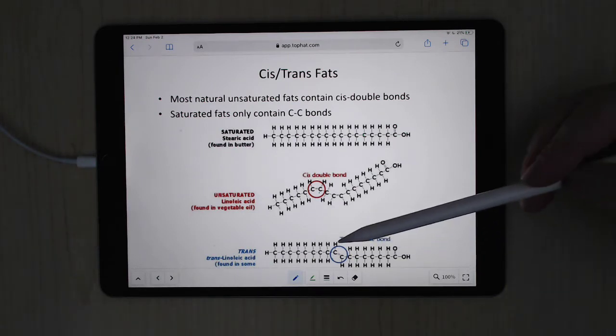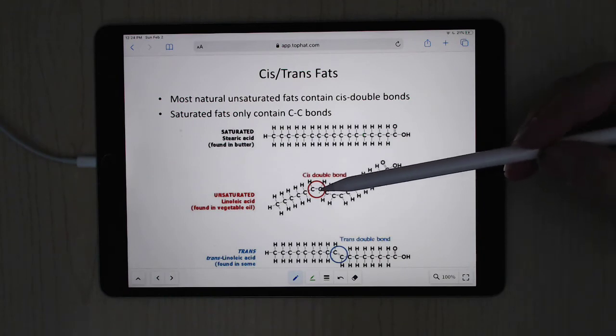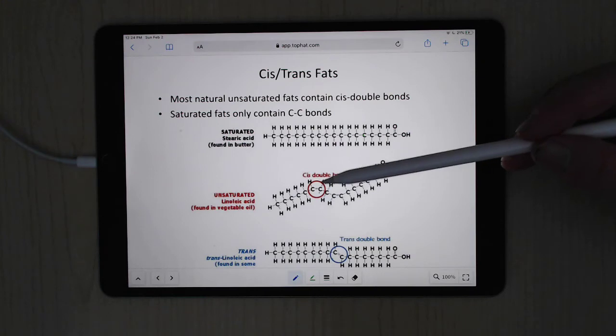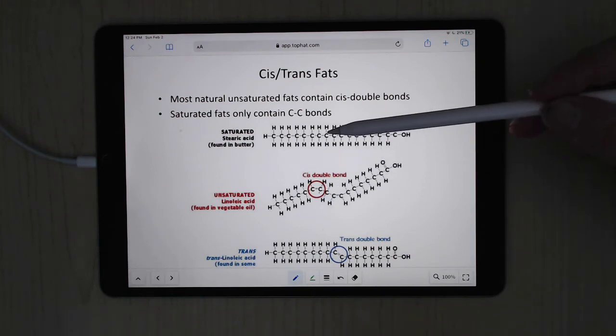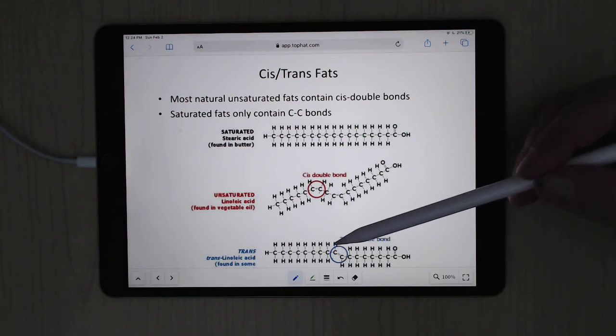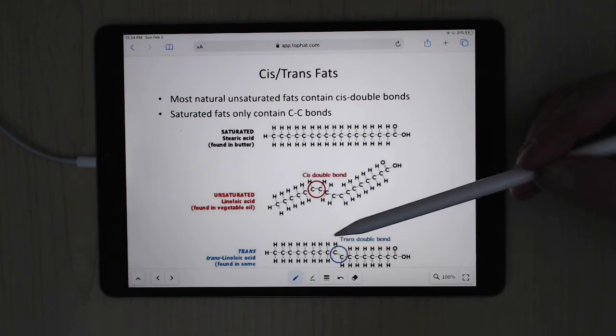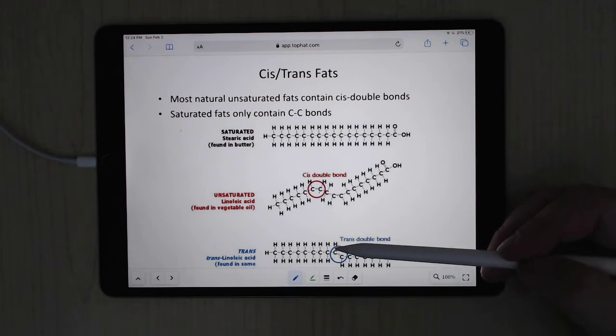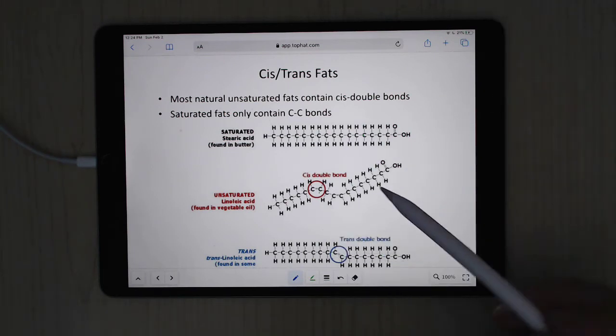Now you hear a lot about trans fats. What's happened is when you're converting unsaturated to saturated, sometimes the reaction can go backwards, and when it does, it turns out that the trans is more stable than the cis, and so it forms a little bit of the trans fat. Again, you can see this with hydrogen up, hydrogen down.